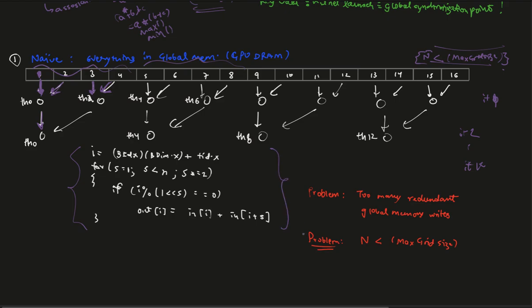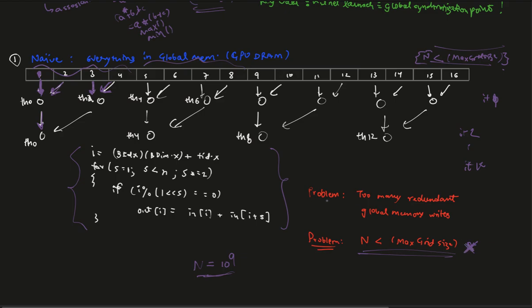But the problem with this is, first of all, we assume that n should be less than max grid size, which is obviously not always the case because grid size is limited, whereas n can be of the order of 10 power 9 sometimes also. So this is clearly a very huge bottleneck.